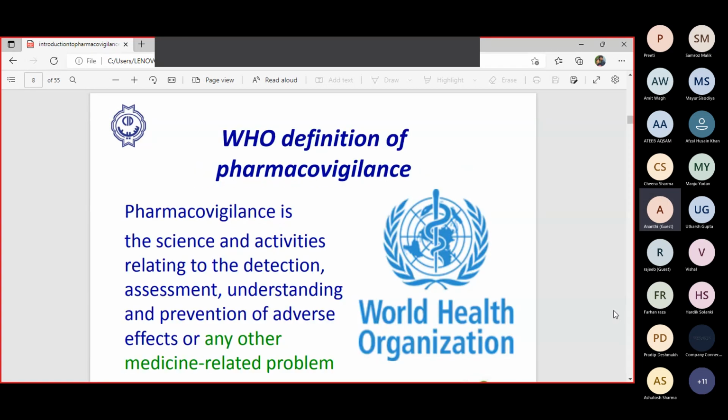The definition: pharmacovigilance is the science and activities relating to the detection, assessment, understanding and prevention of adverse effects or any other medication-related problems. First we get the report, then we assess whether the drug and the adverse event have a relationship. After detecting it, we report that to the government. Why are we doing it? To prevent the adverse effect in future. That is the main motto of pharmacovigilance.